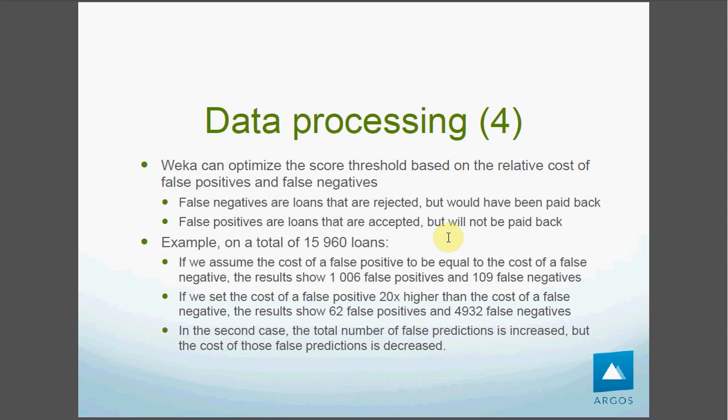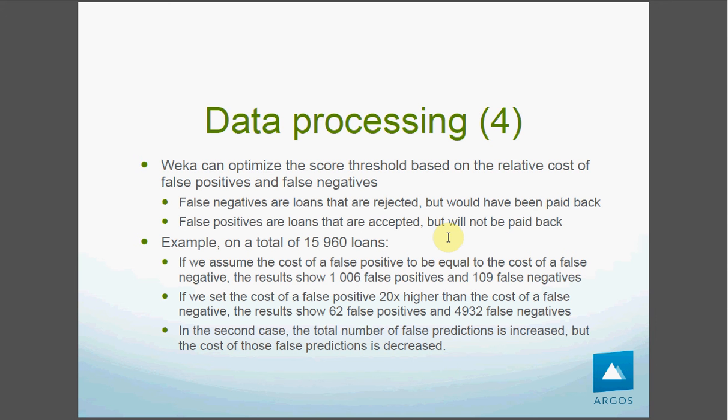Now remember when I said we had roughly 16,000 entries? That is because in actuality we've received 15,960 loans. Now if we assume that the cost of a false positive is equal to the cost of a false negative, the results show 1,006 false positives and 109 false negatives. This doesn't really make sense though, because an accepted loan that will not be paid back is way costlier than rejecting a loan that would have been paid back.